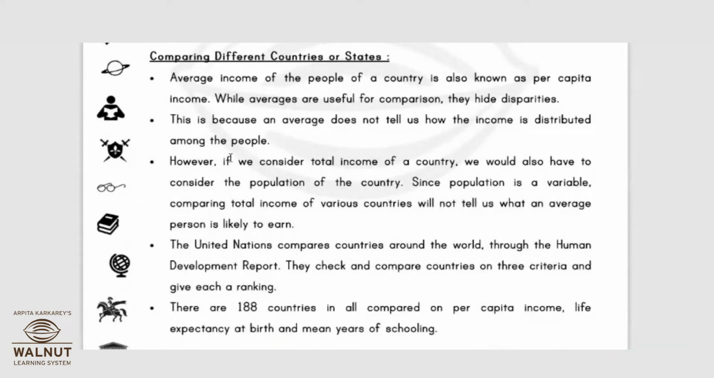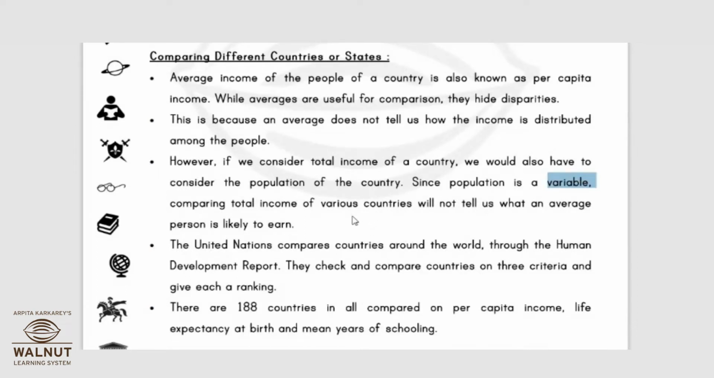Yes, ma'am. However, if we consider the total income of a country, we would also have to consider the population. That is what I said. I cannot just say that a country earns this much money, because ultimately it's the population which is the variable. In maths, you have studied X and Y as variables in equations. For example, country A may have 10,000 as the population, country B may have 5,000, and country C may have 8,000. So it means what? The population is a variable. It differs from country to country.